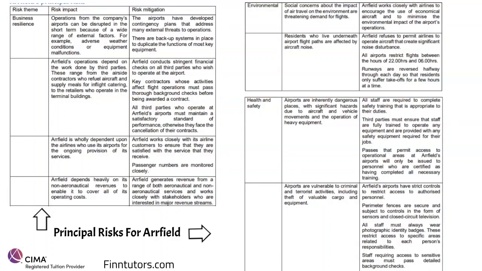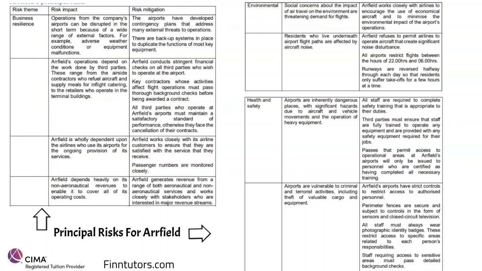Next, there are environmental risks. Now, social concerns about the impact of air travel on the environment are always happening. Arrfield is working closely with airlines to minimize the environmental impact. In the same way, residents who live underneath airport flight paths are affected by the aircraft noise. So, Arrfield refuses to permit airlines to operate aircraft that create significant noise disturbance. You're taking care of the environment as well.